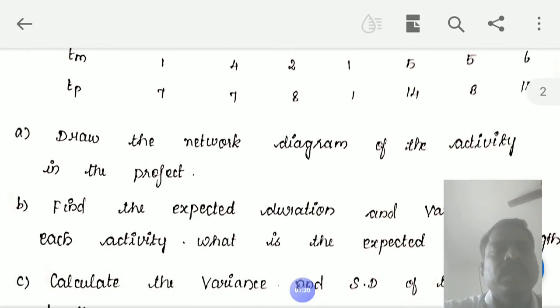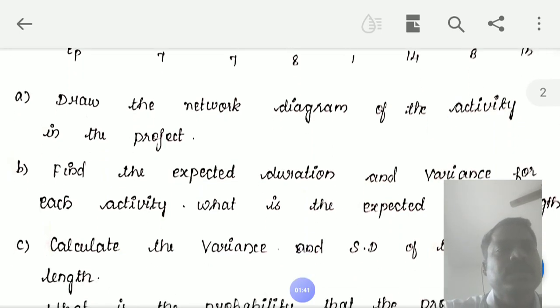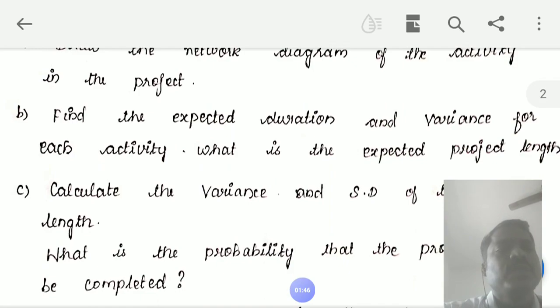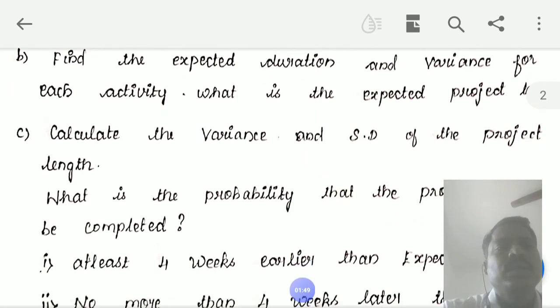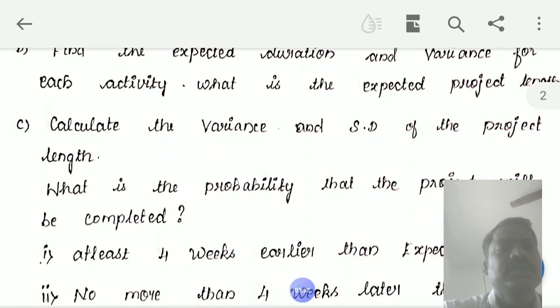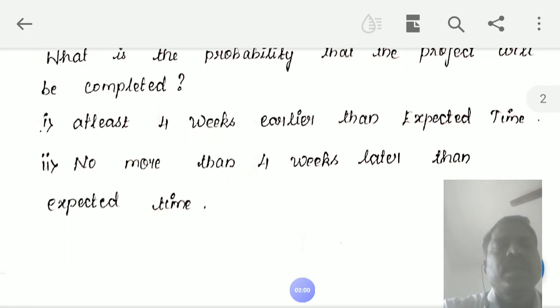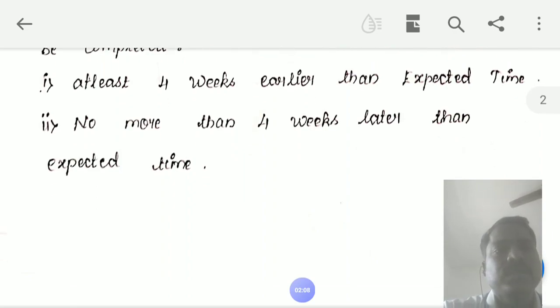Find the project duration. First, draw the network diagram of the activities in the project, and second, find the expected duration and the variance of each activity. What is the expected project length, and calculate the variance and the standard deviation of the project length. Then what is the probability that the project will be completed at least 4 weeks earlier than expected time, and no more than 4 weeks later than expected time.